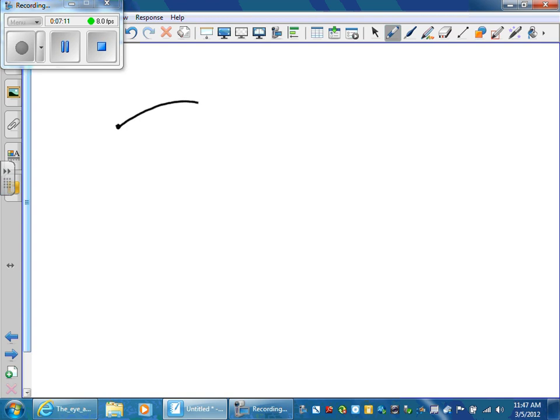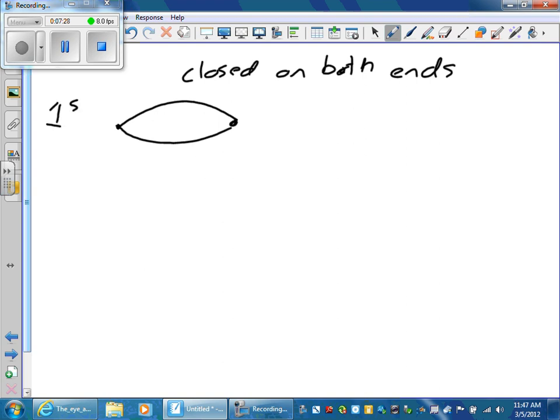Let's deal with pipes closed on both ends. Closed on both ends. This is the first harmonic, also known as the fundamental. Band folks, by the way, I'm talking about harmonics. Things should be going off in your head.